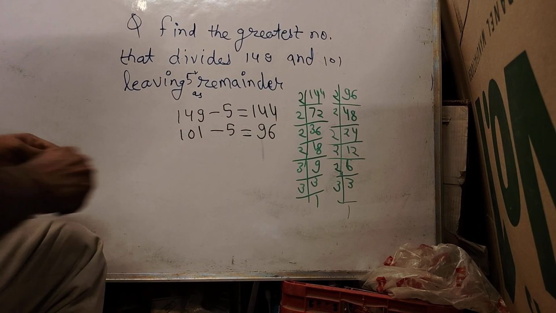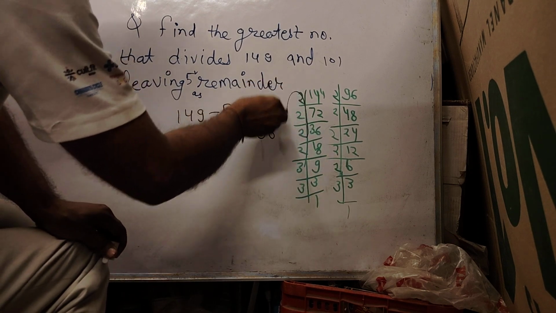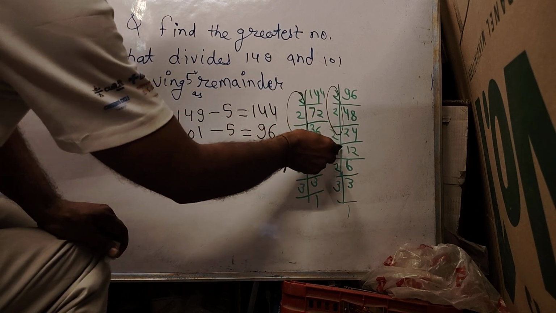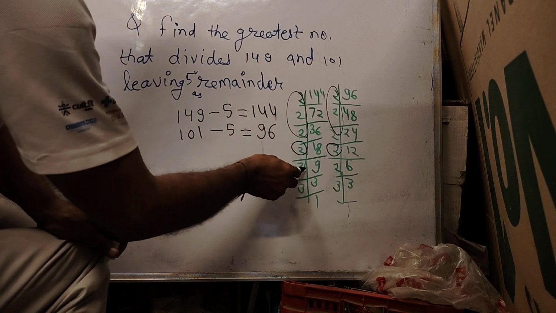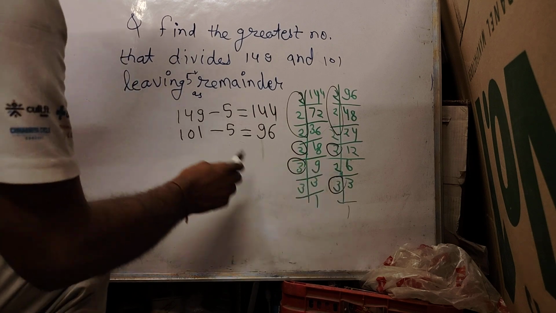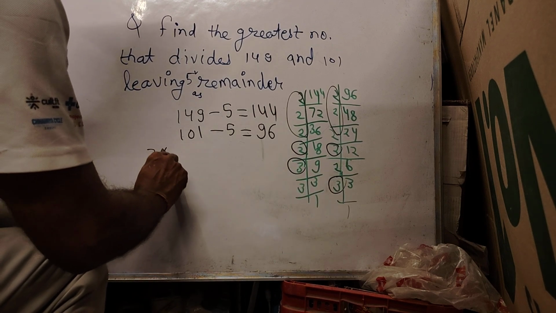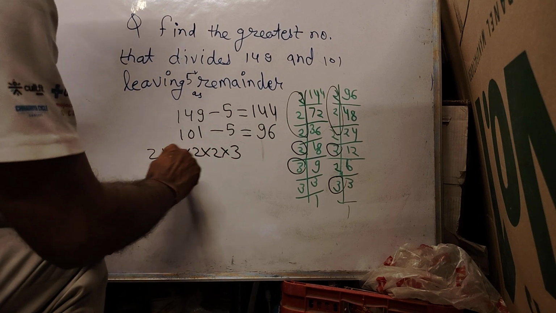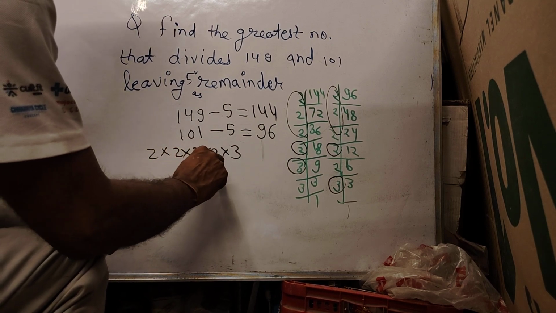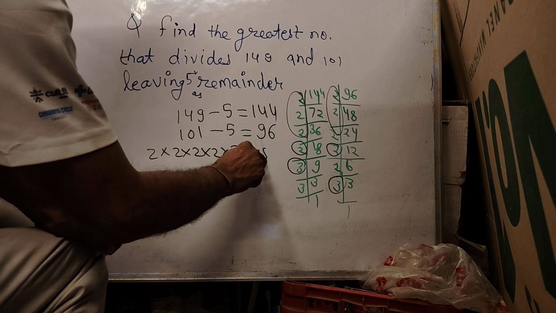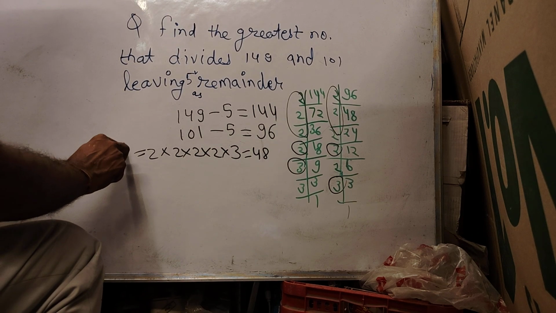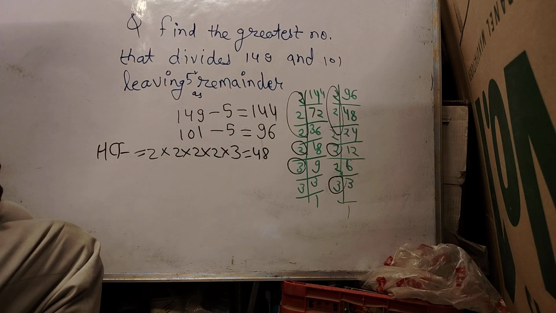So now 2, 2, 2, we circle the common ones. 4 twos are there, then 3. So the answer is 4 twos. That means 2 times 2 is 4, times 2 is 8, times 2 is 16, 16 times 3 is 48. 48 is the greatest number that divides and leaves the remainder 5.